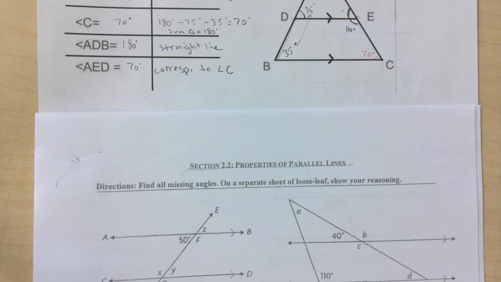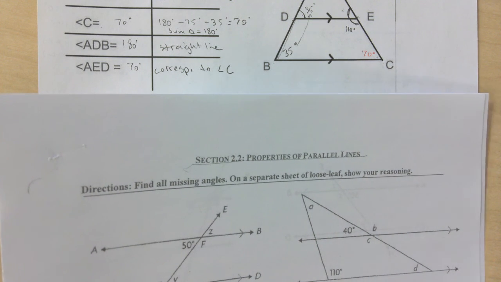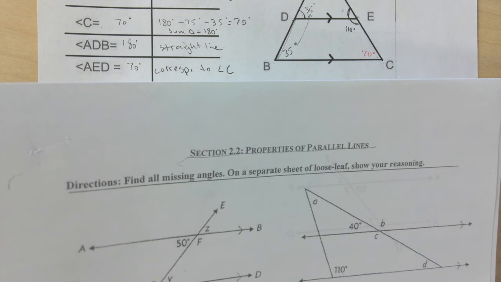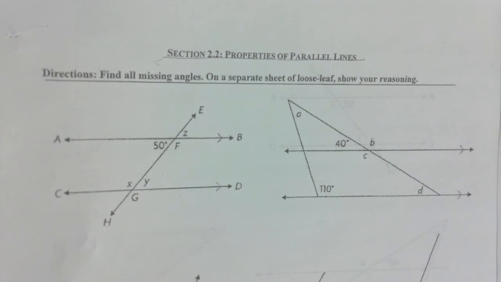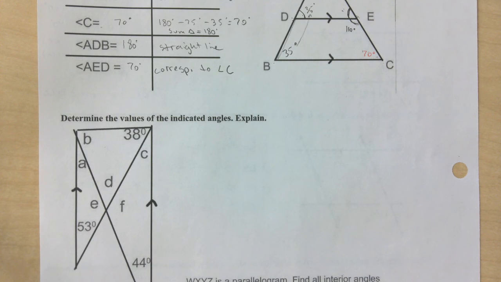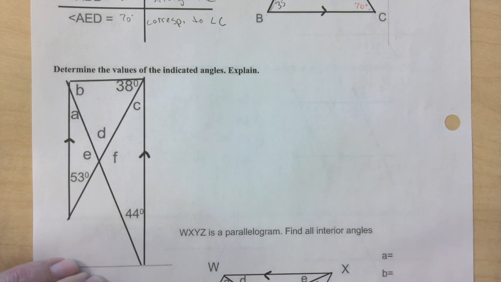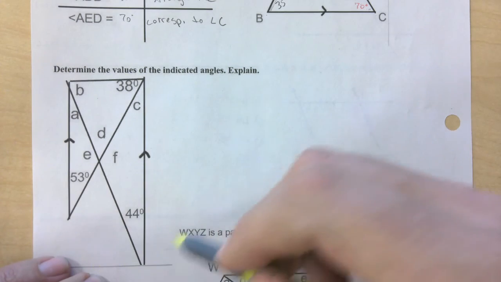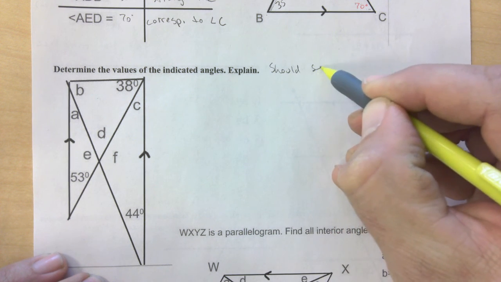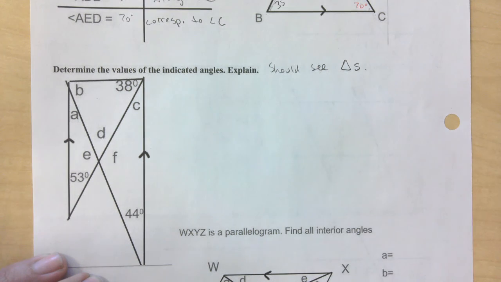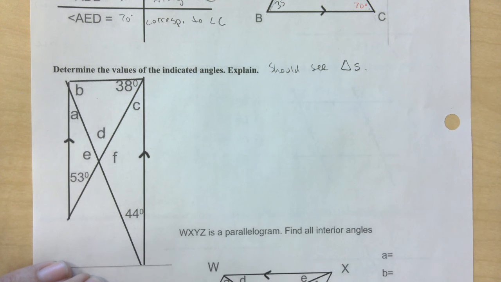Section 2.2, properties of parallel lines. You don't have to do it on loose leaf. You can do it right on here. Okay, so look at the screen and go find this worksheet right here. It's in your package. Okay, so we're almost done. I'm not going to do the very last one today, but I'm going to do this one. You should see triangles, a bunch of triangles in this mix here.